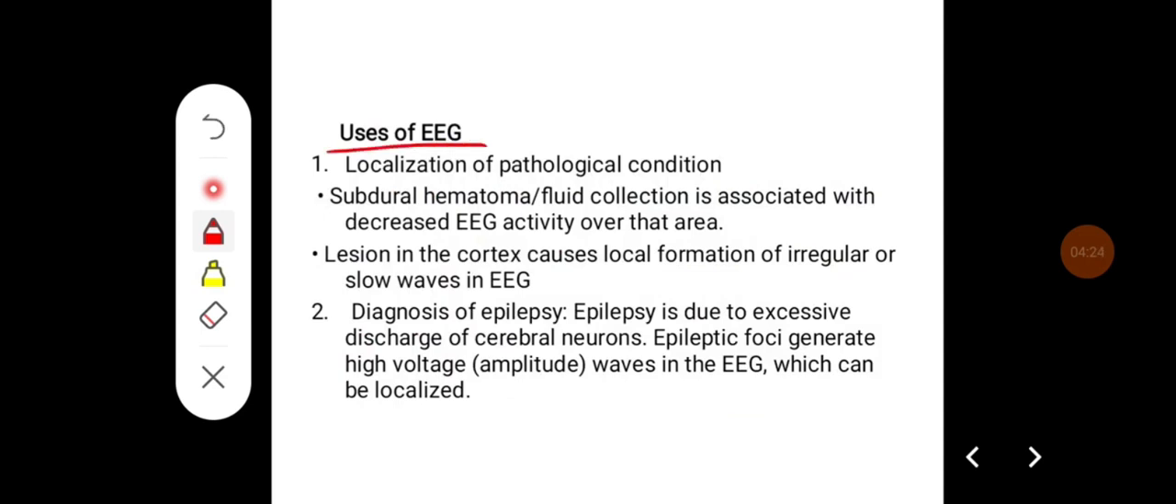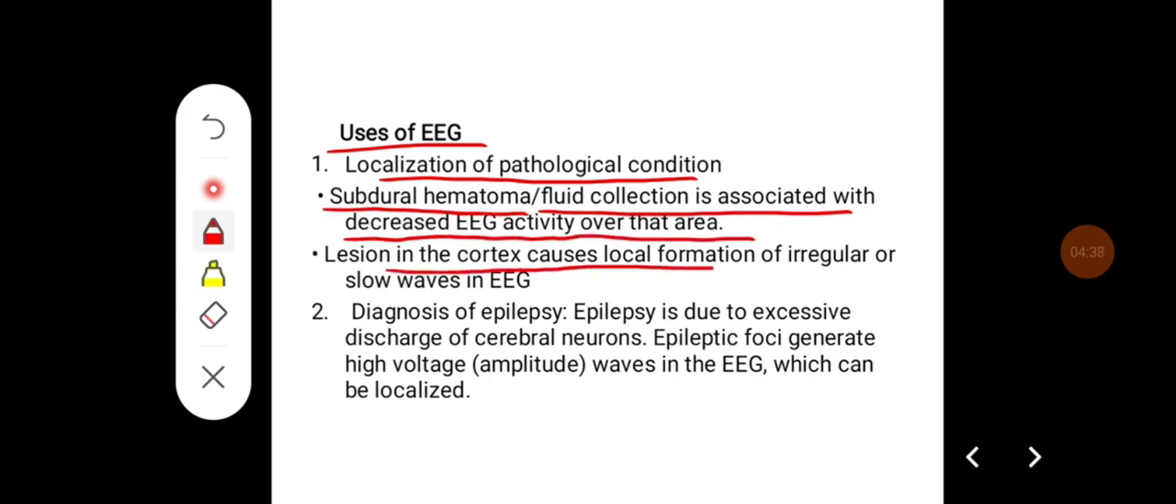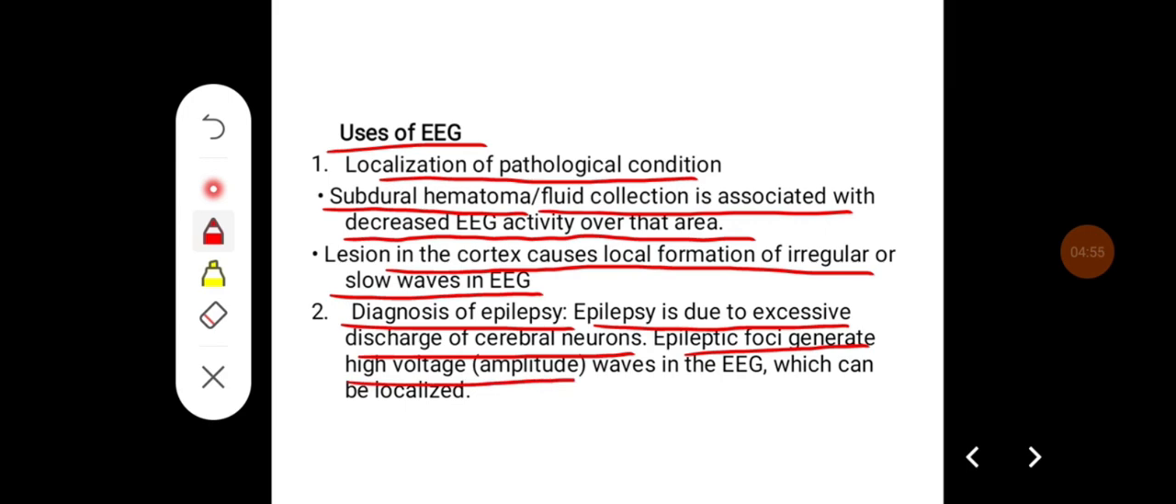The uses of electroencephalogram. It is used for localization of pathological conditions like subdural hematoma and fluid collection, which are associated with decreased EEG activity over that particular area. A lesion in the cortex causes local formation of irregular or slow waves in EEG. It is also used for diagnosis of epilepsy. Epilepsy is due to excessive discharge of the cerebral neurons. Epileptic foci can generate high voltage amplitude waves in EEG, which can be localized.